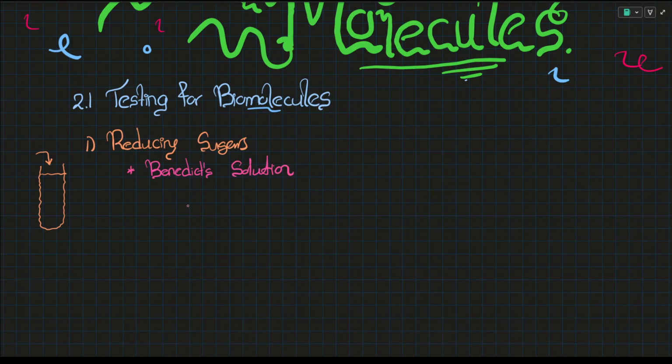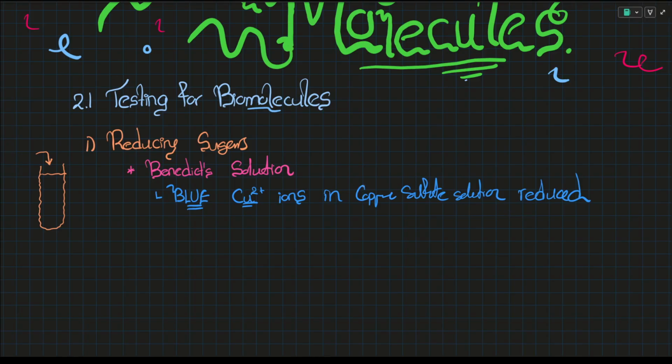Benedict solution is actually a mixture of other solutions, for example, things like copper sulfate. So I'll tell you what's going on in the underlying process here. First of all, under the Benedict solution, you have blue copper 2 plus ions. We all know the color of copper 2 plus ions is always going to be blue. Another constituent of the Benedict solution is the copper sulfate solution, and inside the copper sulfate solution, you're going to have the Cu2 plus blue ions like this.